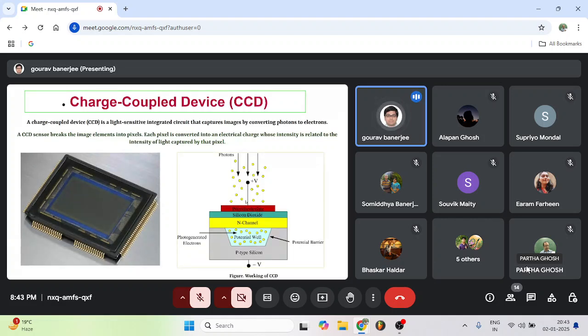At the top, light will come. It generates electrons, which are recorded by the analog to digital converter unit, or ADU. So they are very sensitive and very good for astronomical use.